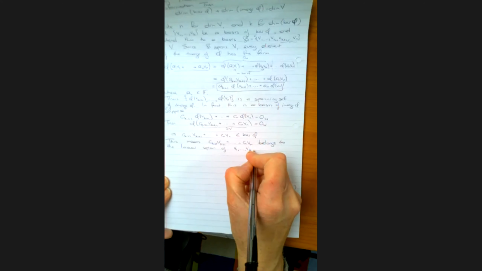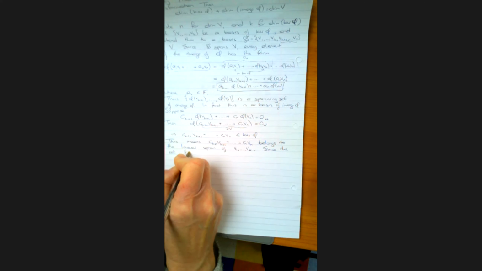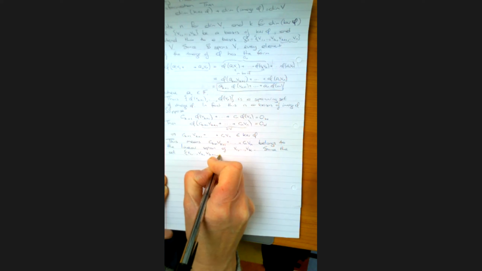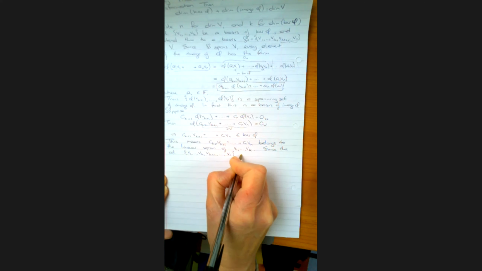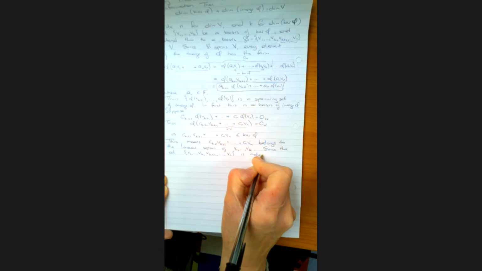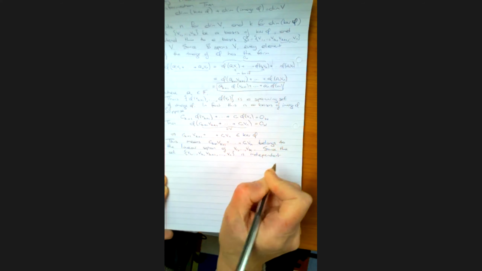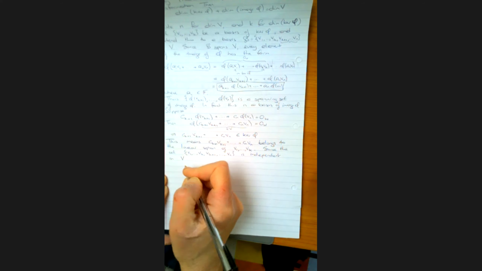Sorry, hopefully that picture might be a bit better. But this is impossible, unless this element is actually equal to the 0 element, since the set V1 to Vk, Vk plus 1 up to Vn is independent in V. That means that no non-trivial linear combination of the second lot can belong to the linear span of the first lot.